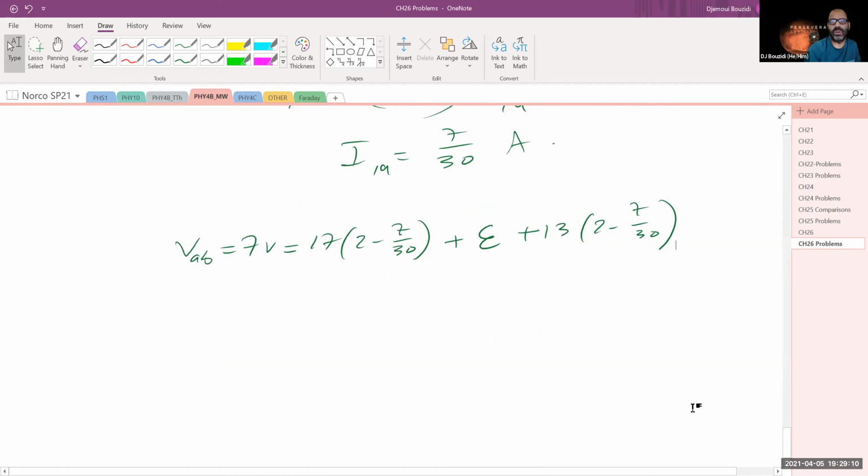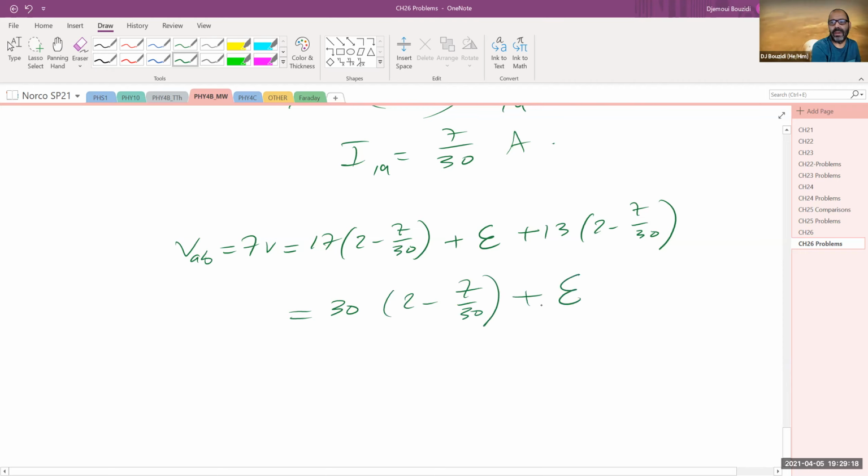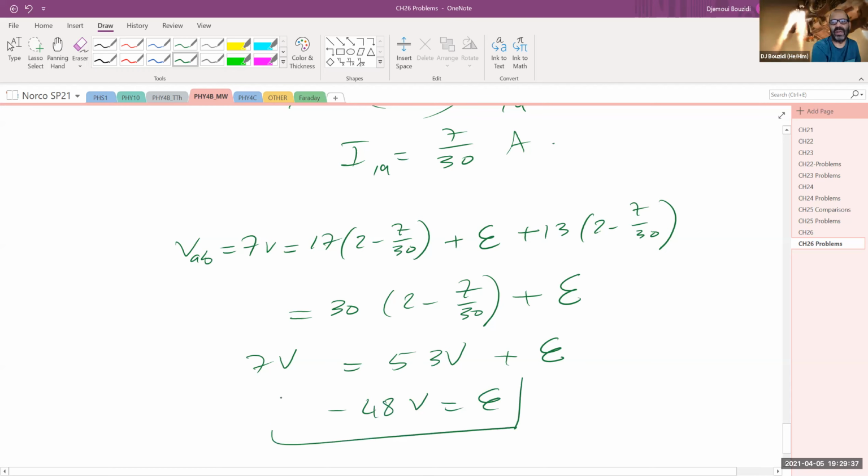And this must be equal to then 30, because it's the same current, times 2 minus 7 over 30, plus the EMF E. Okay, this number is actually 60 minus 7. 60 minus 7 is 53 volt, is equal to 7 volt, plus the EMF in here. Obviously the EMF is going to be negative, because it's going to be 7 minus 53, so it's going to be a negative 48 volt. That's what the EMF is.